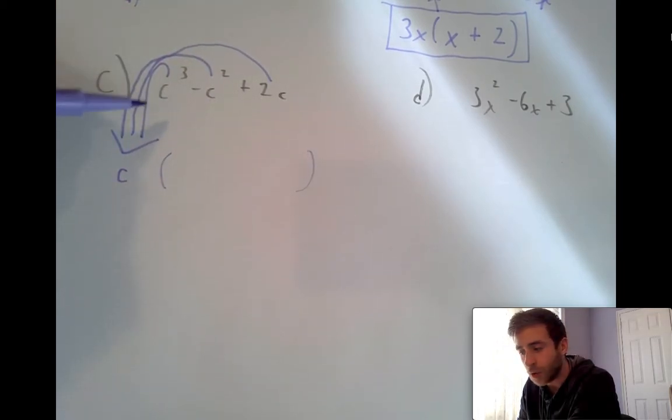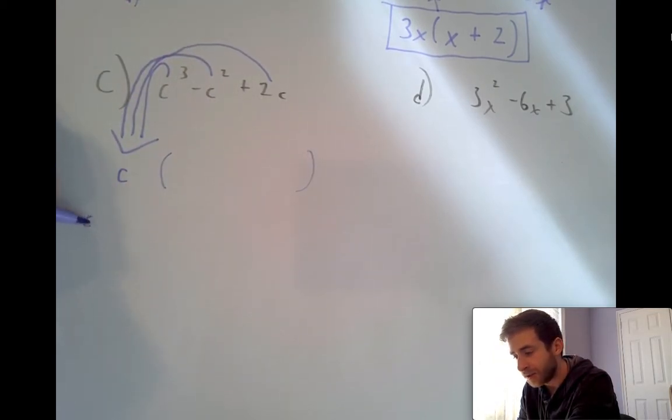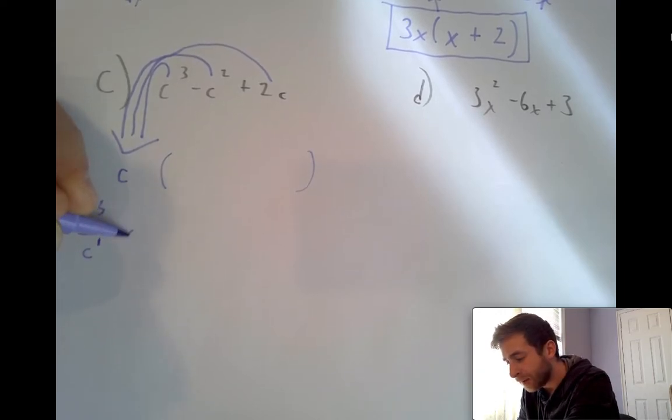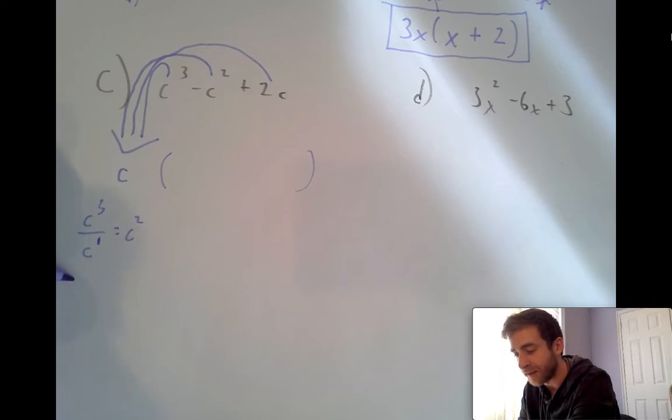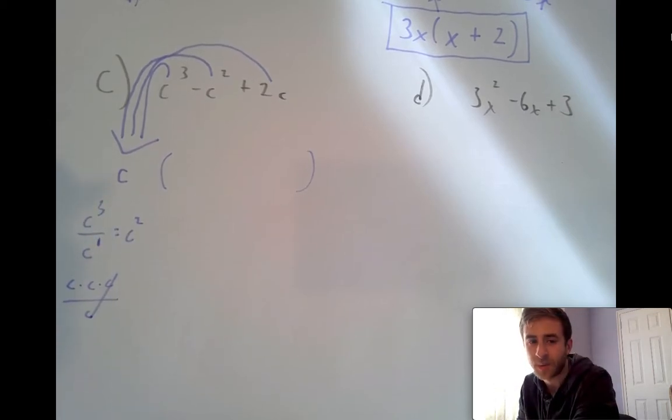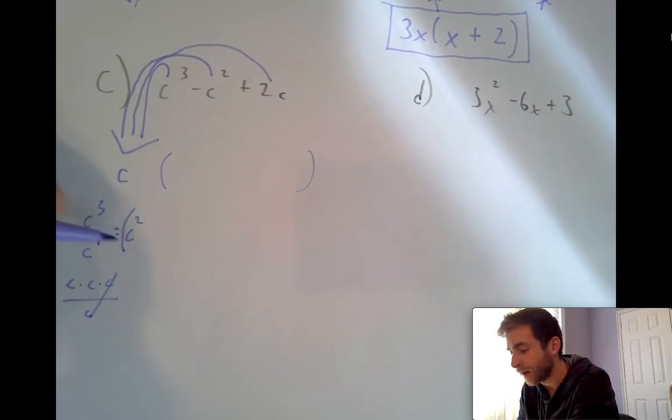If I do the c cubed, divide out a c. This is c to the power of 3 divided by c to the power of an invisible 1. It's going to become c squared. And again, you can see that visually: c times c times c, divide out a c, that becomes c times c. That's where the c squared comes from. So I've got a c squared over there.